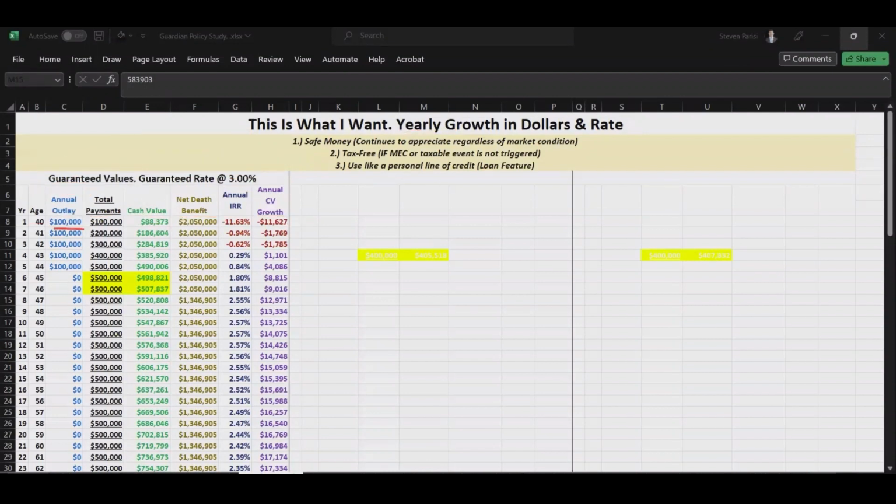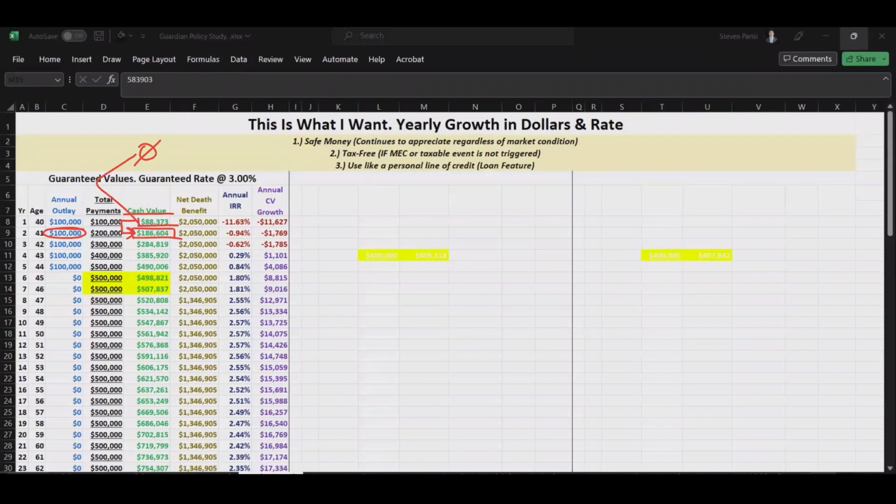He pays in $100,000. His cash value in year 1 was $88,373. Now it's $186,604. What I'd like to say here is, if you had $88,000 in change under your mattress, earning 0% because it's under your mattress, and you added $100,000 to it, what would it be worth? $188 and change. However, here, it's worth $186 and change.